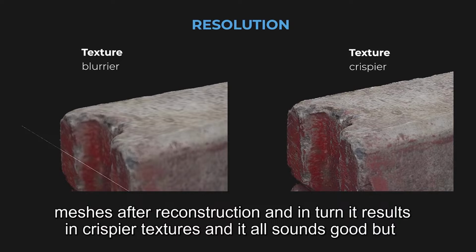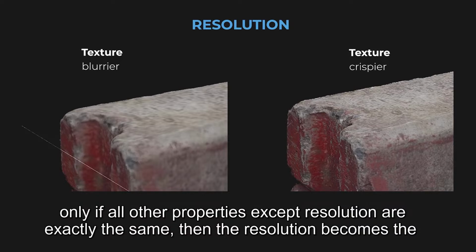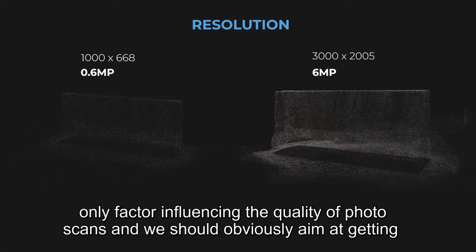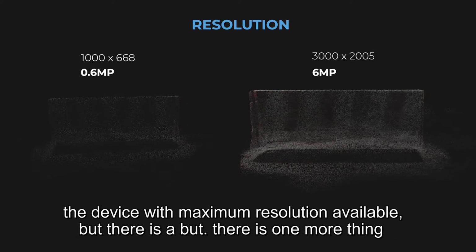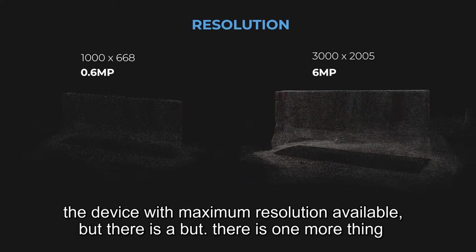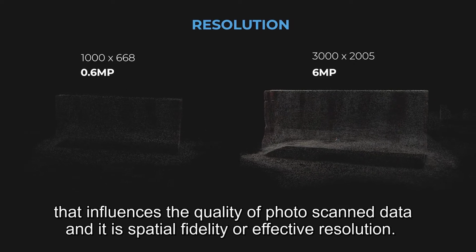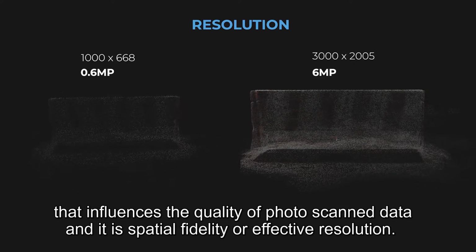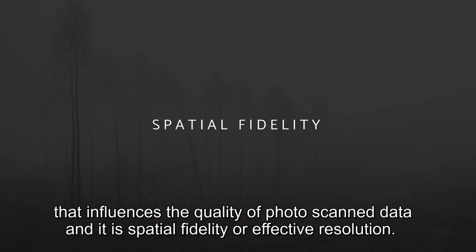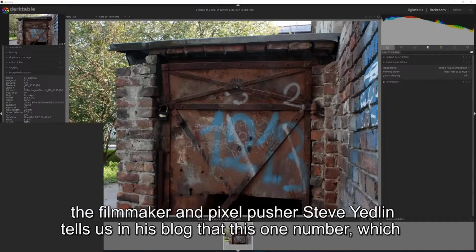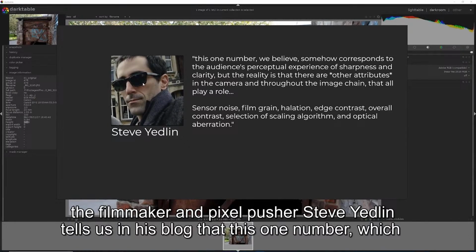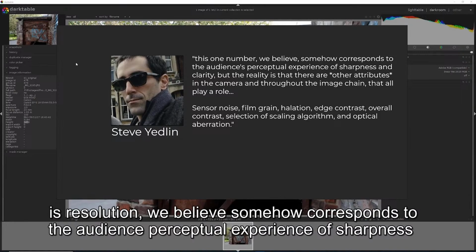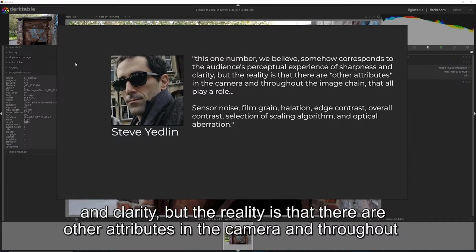And it all sounds good, but only if all other properties except resolution are exactly the same. Then the resolution becomes the only factor influencing the quality of photo scans, and we should obviously aim at getting the device with maximum resolution available, but there is a but. There is one more thing that influences the quality of photo scan data, and it is spatial fidelity, or effective resolution. The filmmaker and pixel pusher Steve Yedlin tells us in his blog that this one number, which is resolution, we believe somehow corresponds to the audience perceptual experience of sharpness and clarity.